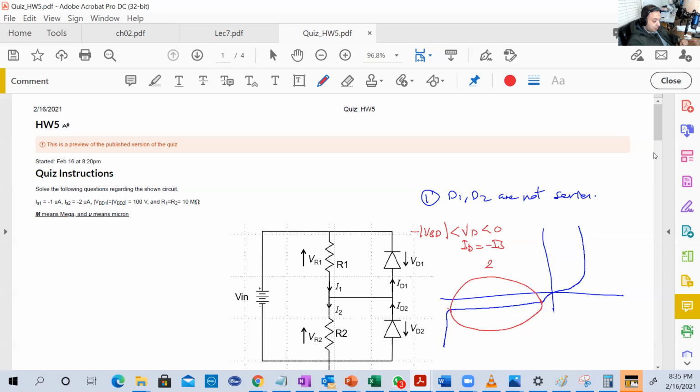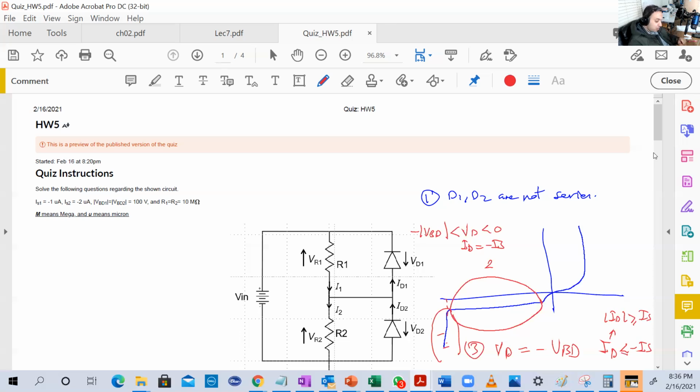If it was in breakdown, let's call it region 3, then again one of the unknowns becomes known, because if you are in breakdown, the voltage will not change. So VD will be minus VBD all the time. If the breakdown voltage is 100, VD is minus 100. And the current can take any value, but must be negative. So ID will be less than minus IS, or as a magnitude, greater than or equal to IS.